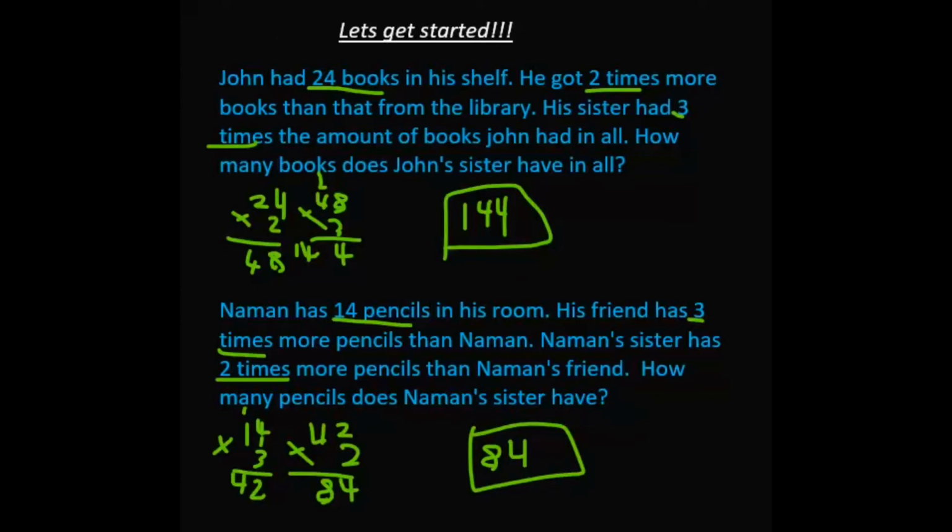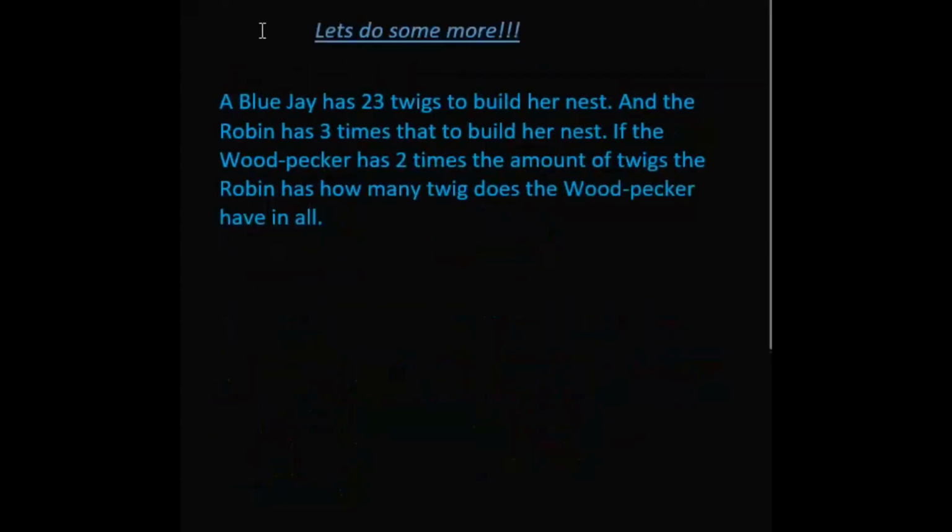So now the next problem says, the blue jay has 23 twigs to build her nest, and the robin has 3 times that to build her nest. So we can underline 23 twigs, and the robin has 3 times, so we can underline 3 times. And then the next sentence is, if the woodpecker has 2 times the amount of twigs the robin has, how many twigs does the woodpecker have in all?